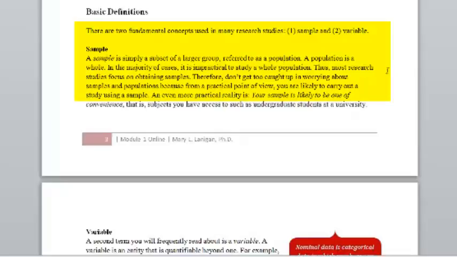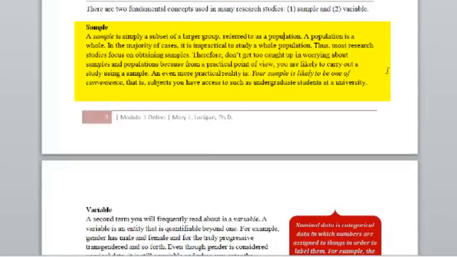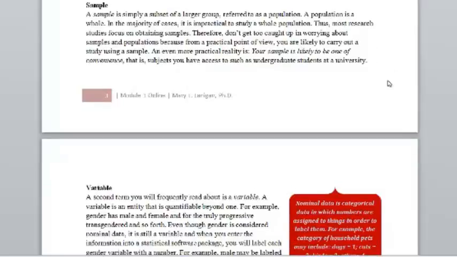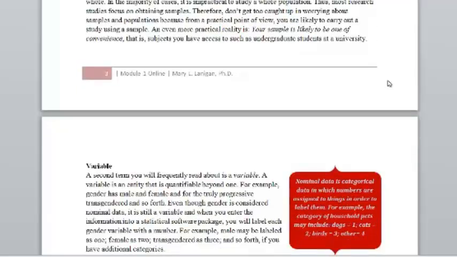Don't get too caught up and worried about the two, because from a practical point of view, you're more likely to carry out a study using a sample. I mean, it's very rare that you would actually measure the whole population, though you have to be aware that your sample is hopefully reflective of the population.